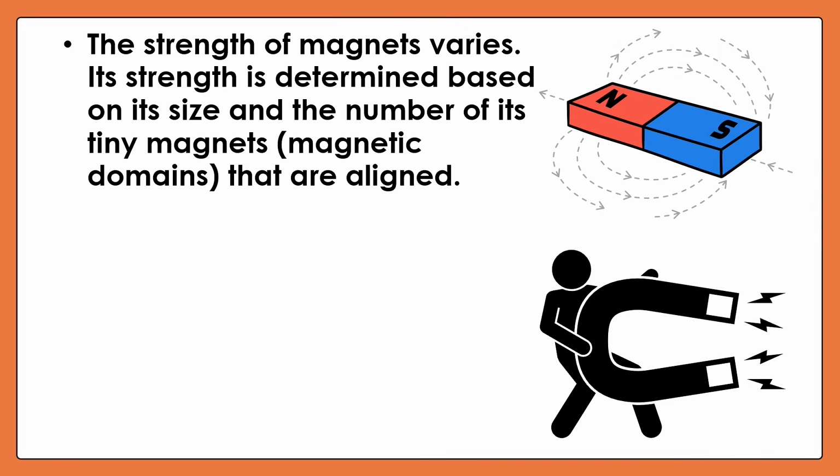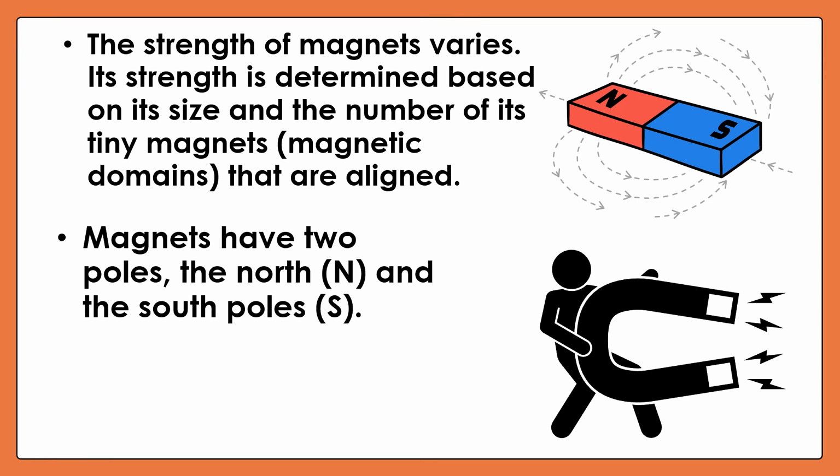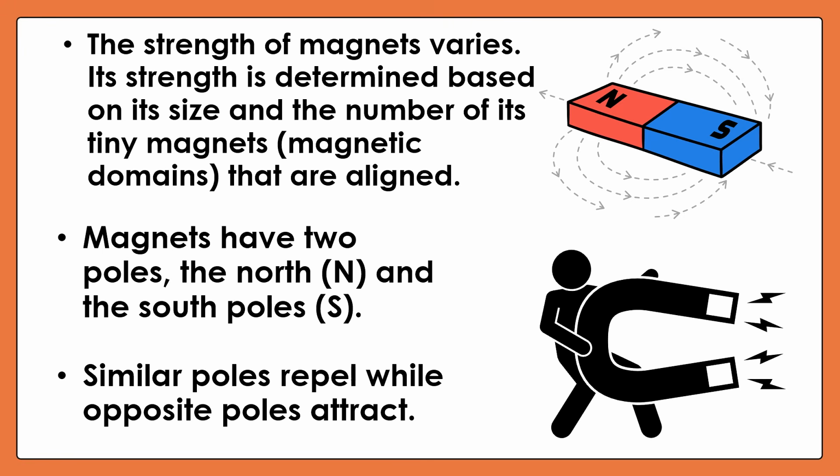The strength of magnets varies. Its strength is determined based on its size and the number of its tiny magnets, magnetic domains, that are aligned. Magnets have 2 poles, the north or N and the south poles or S. Similar poles repel while opposite poles attract.